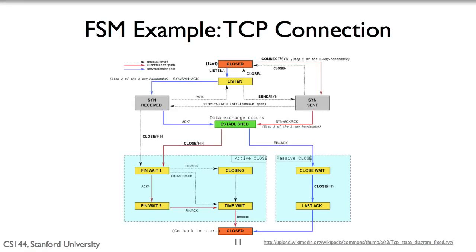The answer to the second question is closed. We start in the closed state. Then the user program calls connect, and we transition to the send state. While in the send state, the user program calls close. So there's an edge from send on the close event back to the close state.